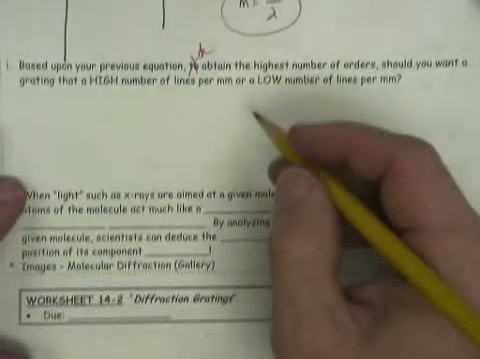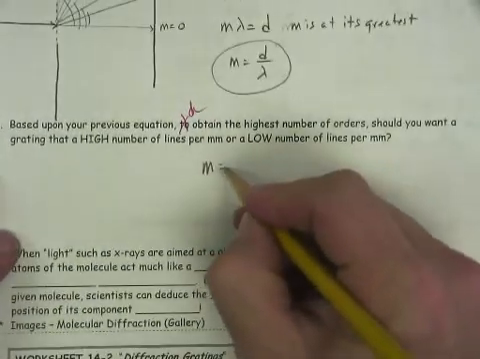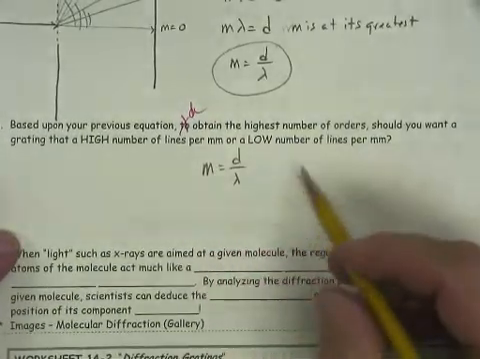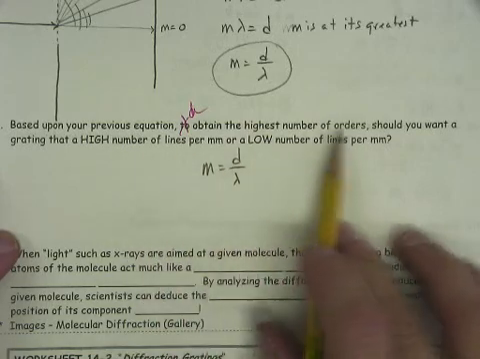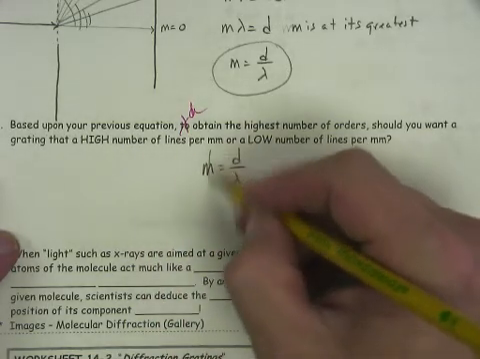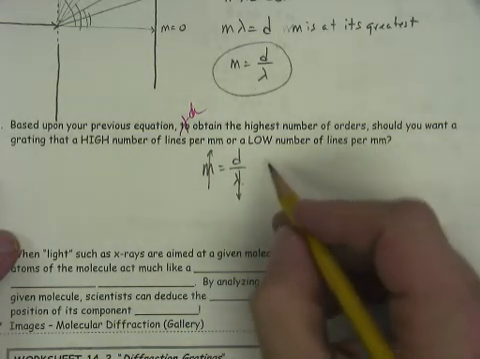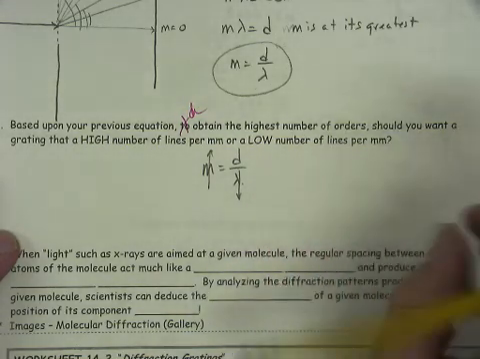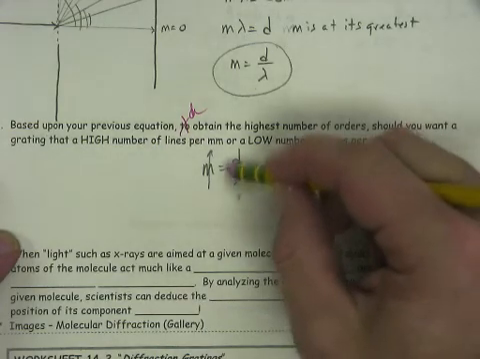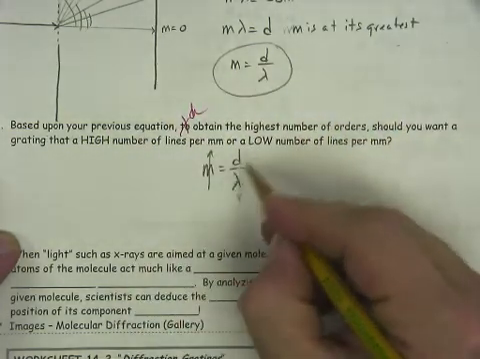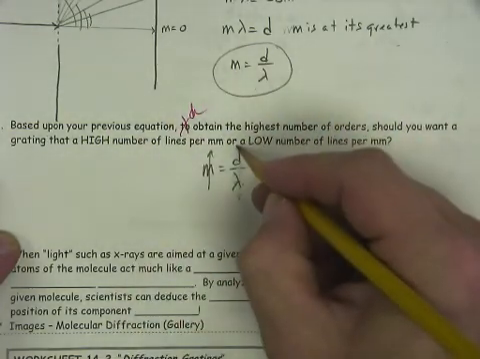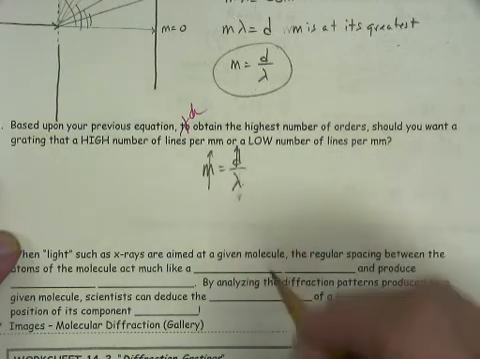So let's use the equation to guide our thinking. We just derived it. So this is m is equal to d over lambda. If we want the highest number of orders, so as many orders as possible, then we want this wavelength to be short. We want it to be small. Oh no, they're not asking about wavelengths. They're asking for lines per millimeter. So then d will have to go up.